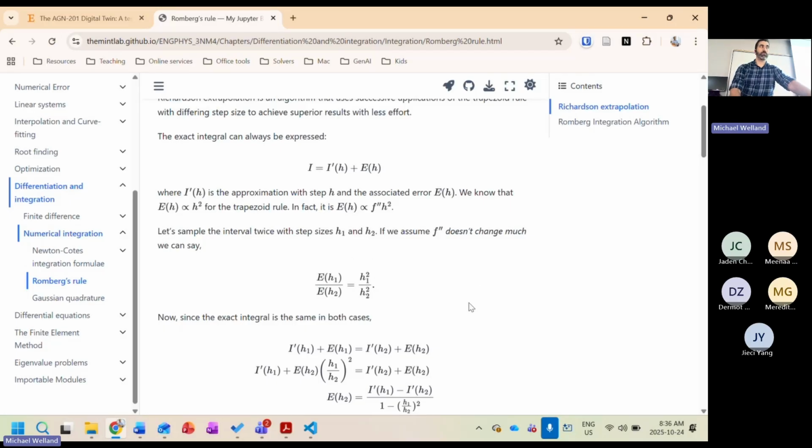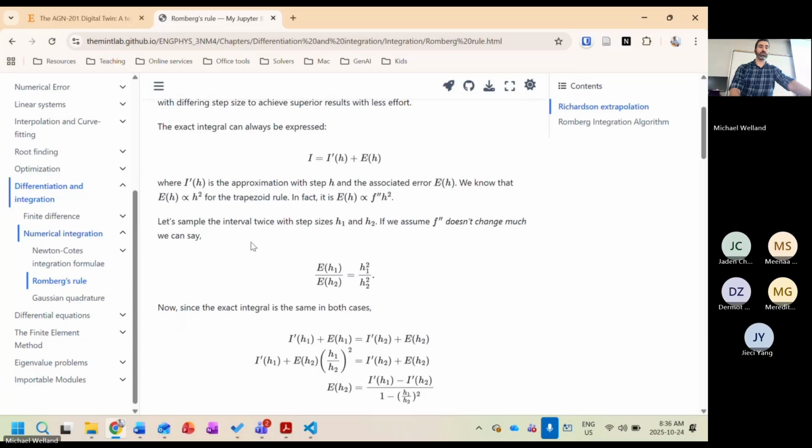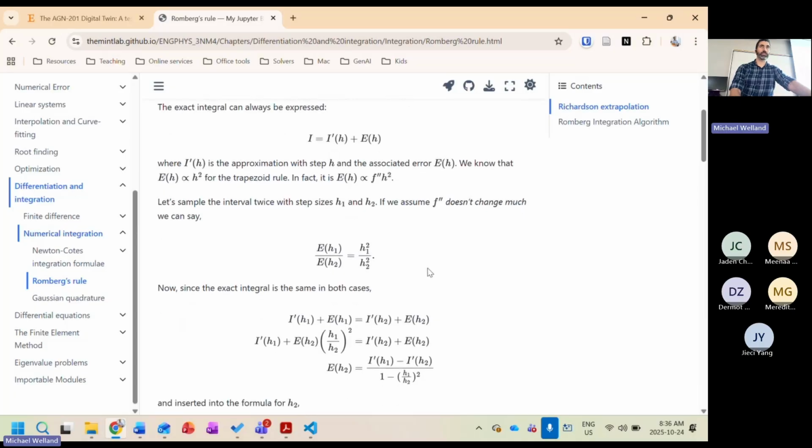Does this make sense? Yeah. Seeing some confused faces here.